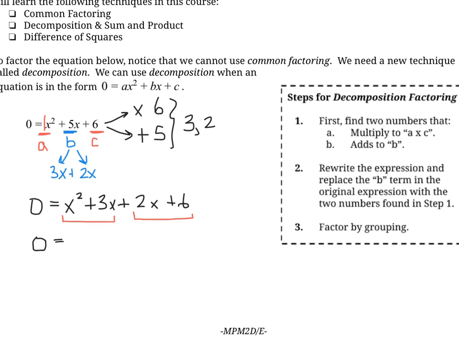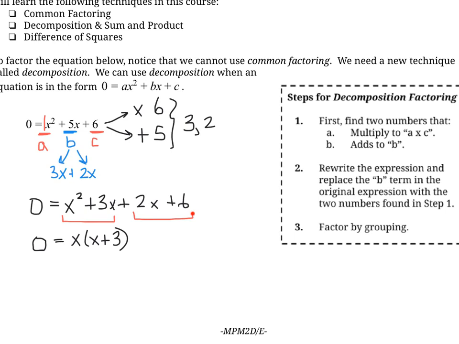So let's take a look at these first two terms. What do they have in common? Well, they each have an x, so I'm going to write an x first. And then I would be left with x plus 3. If that's still difficult for you, then go back to the common factoring video. Make sure that you get that perfect before trying decomposition.